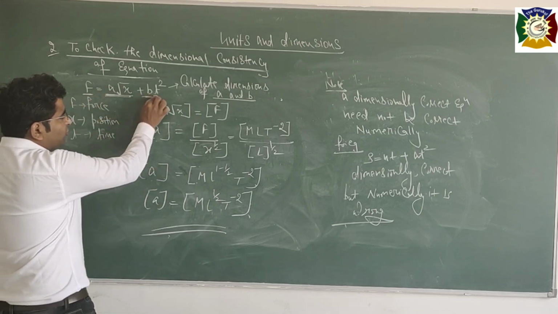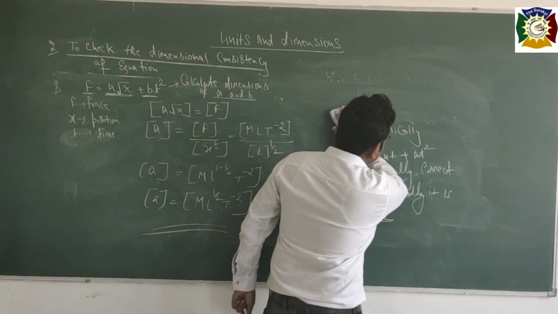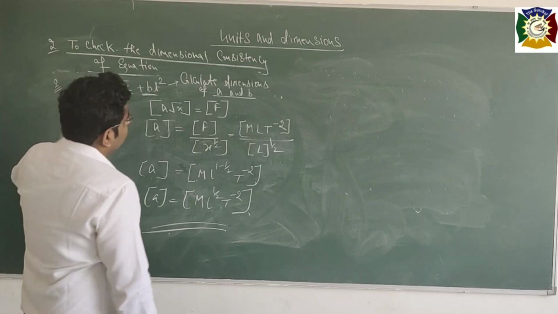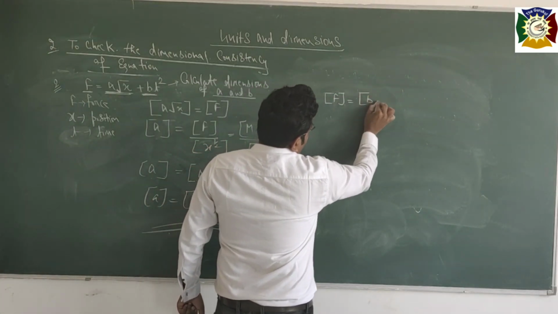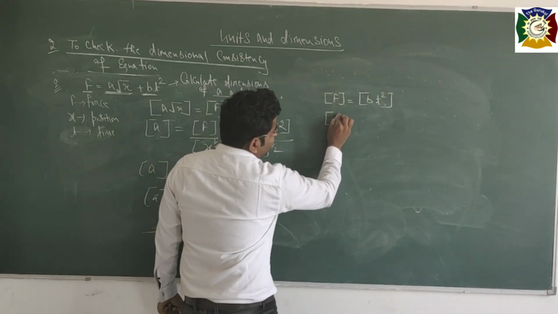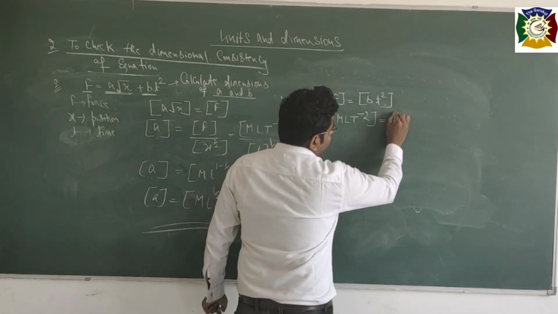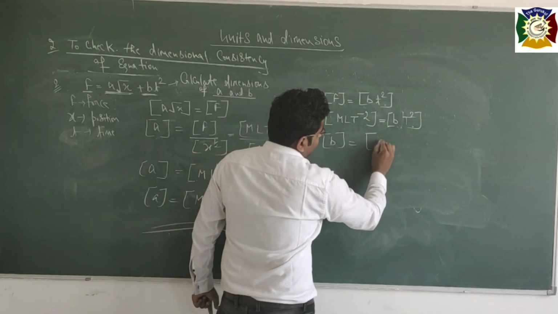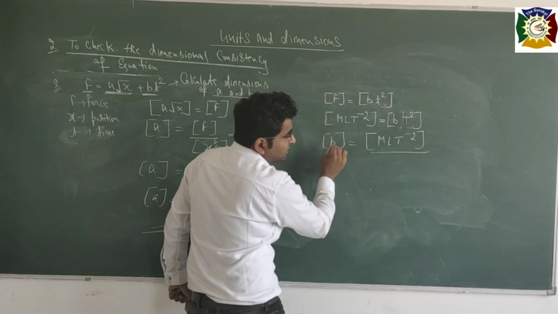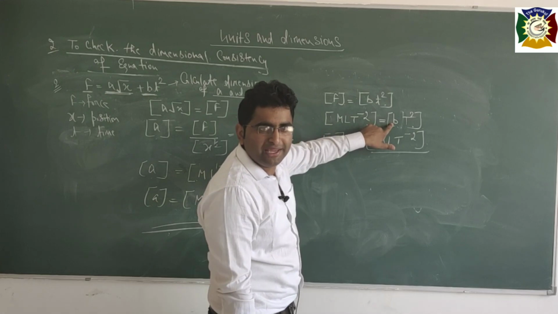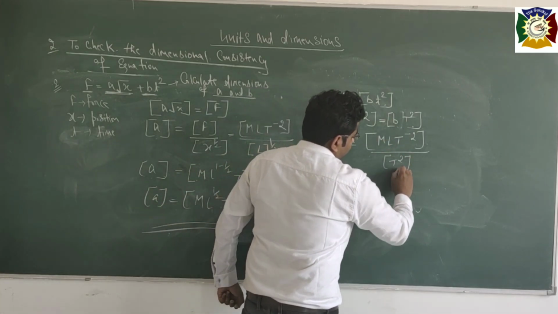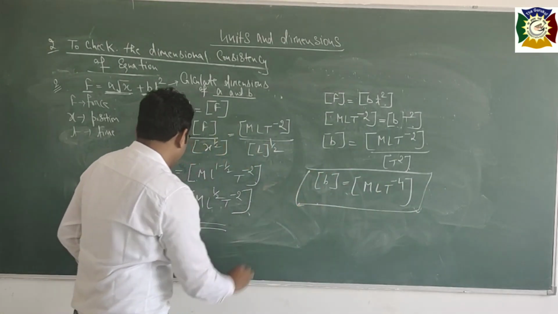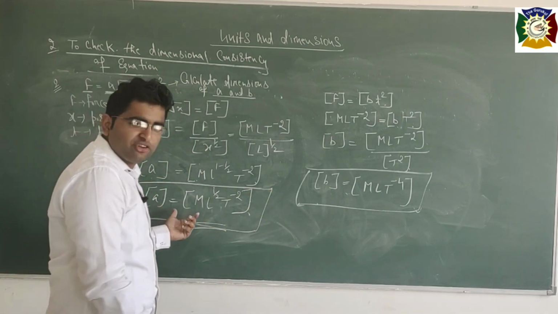Okay, dimension of a we have calculated. Now dimension of b. Look, dimension of bt square should be equal to dimension of F. So now dimension of F is equal to M L T minus 2. b t square, so dimension of b is equal to M L T minus 2 divided by t square. Here we have b into t square, I have to find the dimension of b, so t square will come down. So it will be M L T power minus 4. So in this way we have calculated the dimension of a and b.